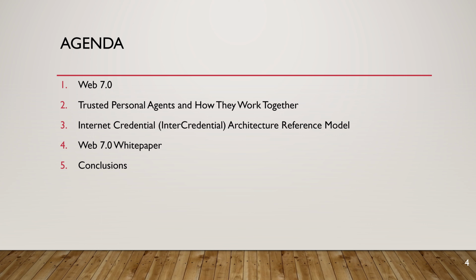Okay, so the agenda. We're going to introduce a little bit of the background and where the concept of Web 7.0 came from, the concept of trusted personal agents and how they work together, a little bit about credentials, about the Internet Credential Architecture Reference Model, or intercredentials, as we call them. And we'll say a few words about the Web 7.0 white paper if you want to delve deeper into the topic of Web 7.0. And finally, we'll have some concluding remarks.